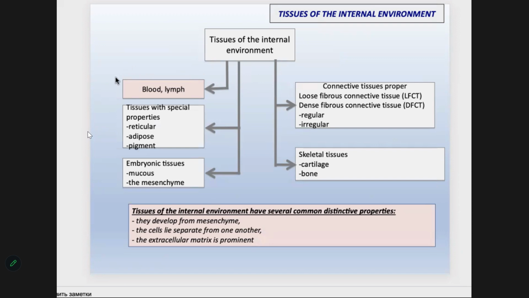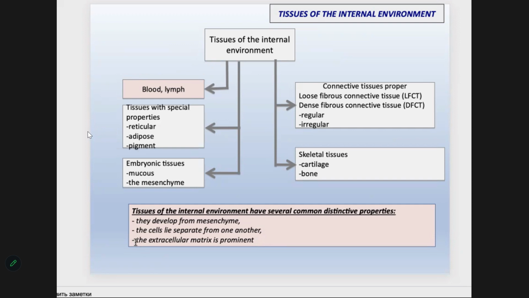Today we are speaking about the blood and lymph and about the processes of formation of blood, processes of hemopoiesis. Next lecture, we'll speak about the connective tissue proper, connective tissue of the skeleton, and other types of connective tissues. Look at the main distinctive properties of tissues of internal environment.